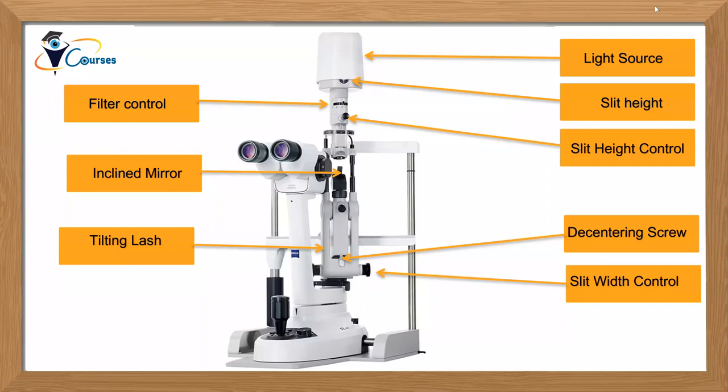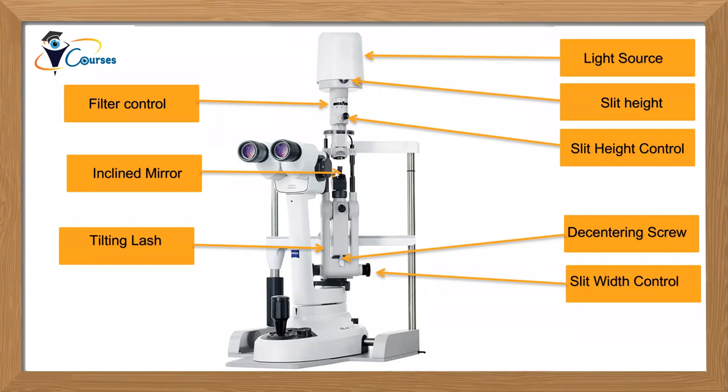Okay, so we are talking about the illumination arm. To start with the light source. You can see here, this is the light source, and there is an indicator for the slit height. So it is 1 millimeter, 2 millimeters, 3 millimeters or so. And this is a knob for the slit height control. And also, this is a filter control. You can control the filters from here.